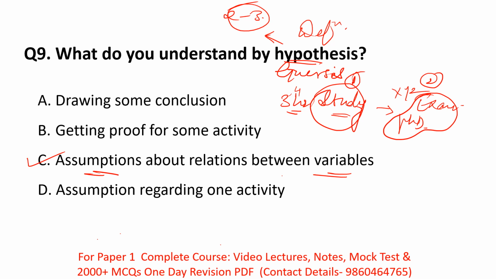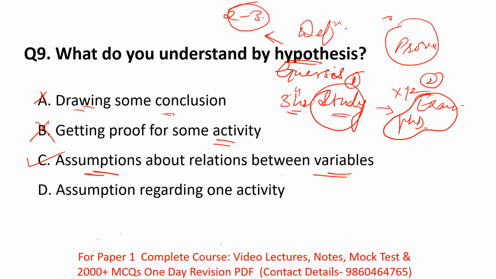Option A is drawing some conclusion. No, you are not concluding something. Here you are just assuming, you are just guessing. So option A is incorrect. Option B, getting proof for some activity. No, you are not getting proof here. You are not proving any theory here. You are just guessing. So option B is incorrect.